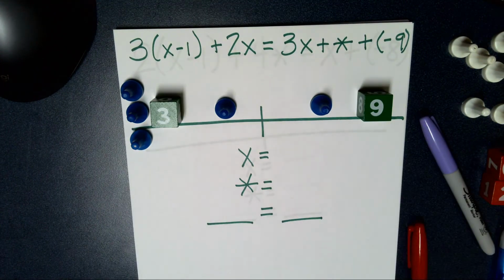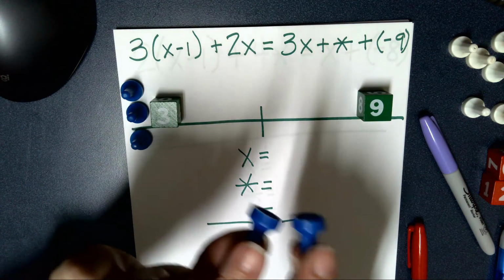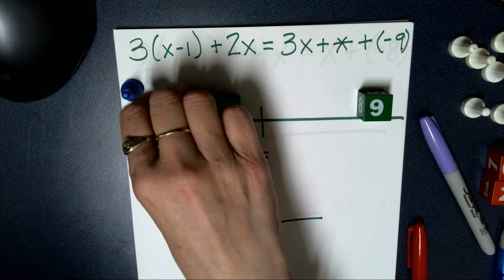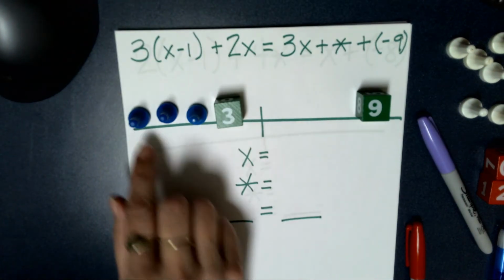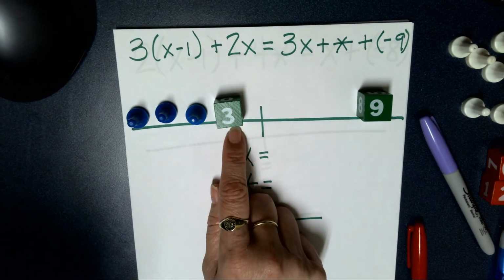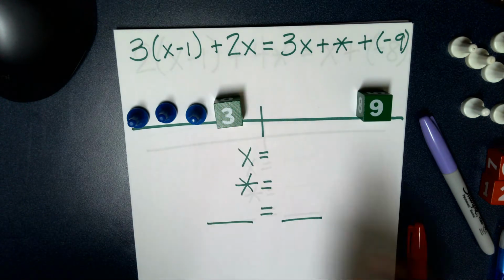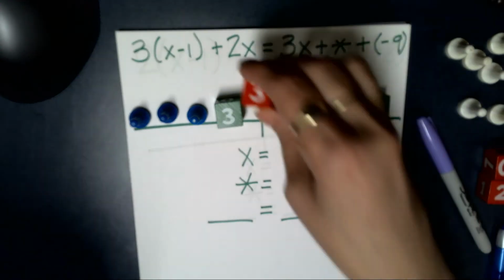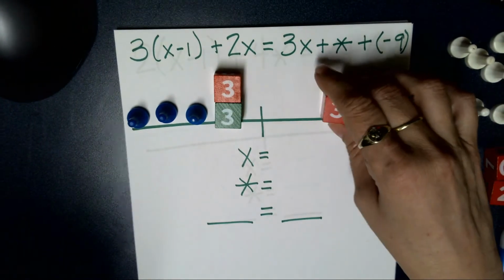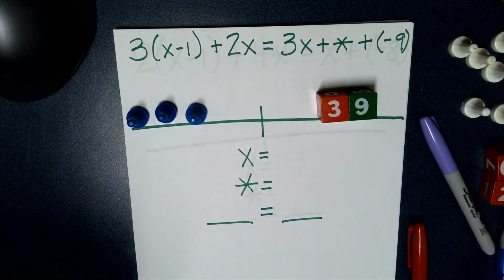Can we do that again? We sure can. So we'll remove 1 pawn from each side at the same time. That leaves us with 3 pawns, and the opposite of 3 equals the opposite of 9. So if we have a negative 3 here, how do we get rid of that negative 3? We're going to have to add the opposite. So we're going to put a positive 3 on the left, and we're going to put a positive 3 on the right. So our 3's on the left are going to cancel out.